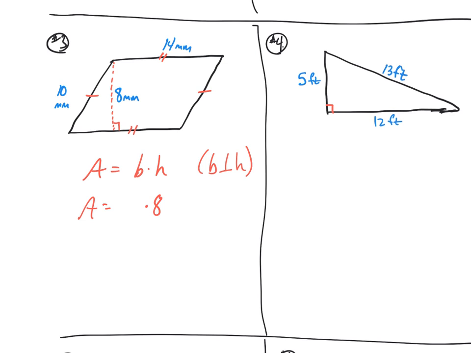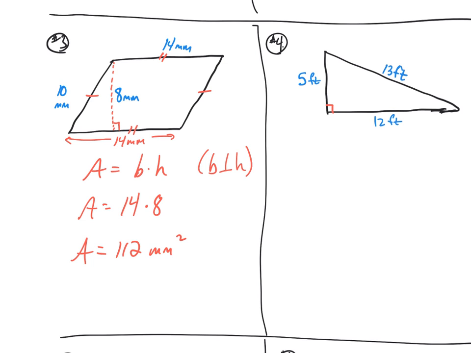So if the top is 14 millimeters, the bottom would be 14 millimeters as well. So the base is 14, and the height is 8. And then when we multiply those together, we get 112, I believe, and the units would be raised to the second power, so 112 square millimeters.